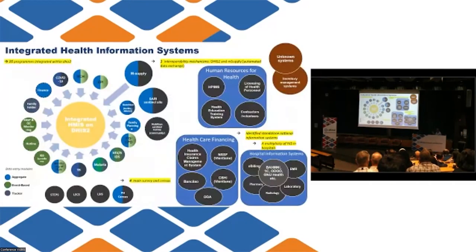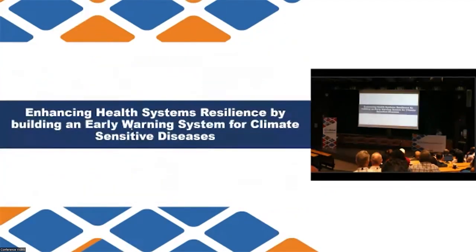This is just a few slides showing what is inside DHIS2 and what is outside in the country, and how the data can be linked or work together using a public dashboard or an internal mechanism. I'm not going to give all the description of what we're trying to do, but focusing on enhancing health system resilience by building the early warning system for climate sensitive data.